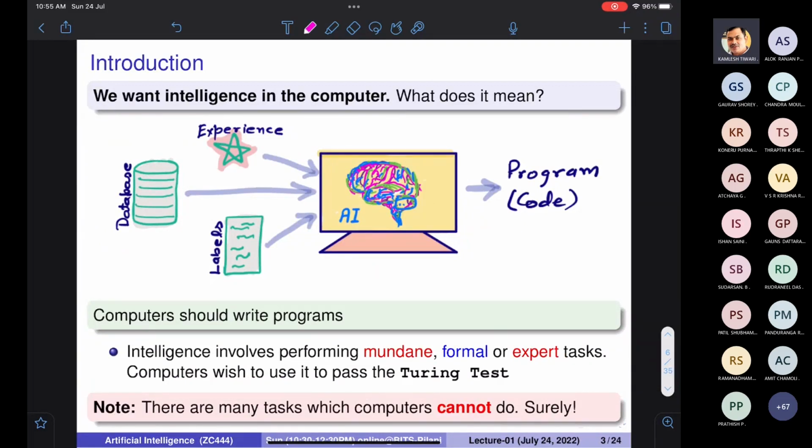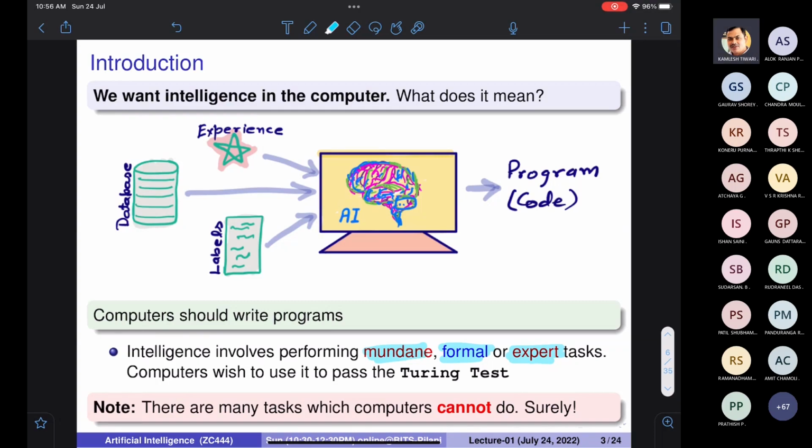Now we will come to this particular question: if I have intelligence, what would I do with it? What is the manifestation of intelligence? The manifestation is that you do some task, whether a mundane task or a formal task. Essentially, you do some task if you have intelligence. So intelligence would be shown in terms of your tasks, whatever kind of tasks you are performing.